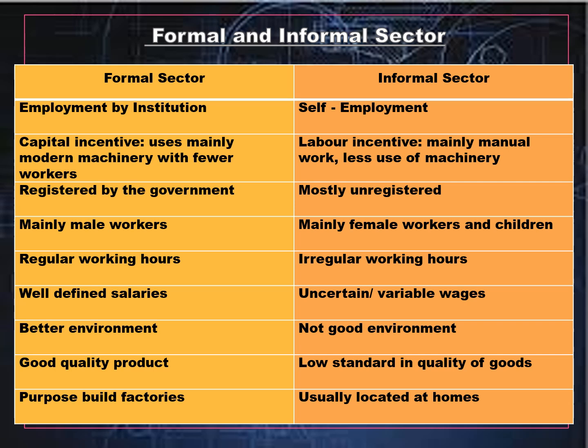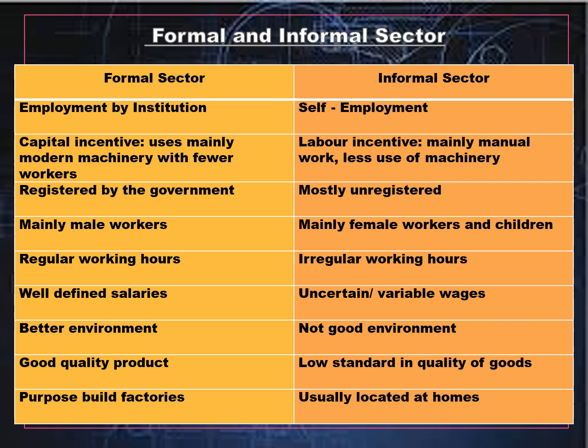The informal sector basically is self-employment, like the person who owns the factory or a smaller unit. He's doing work over there, any kind of work, maybe monitoring or something like that. It is labor incentive, mainly manual work or less use of machinery. Mainly unregistered female workers and children are also employed because they give them less wages. Irregular working hours, uncertain variable wages.